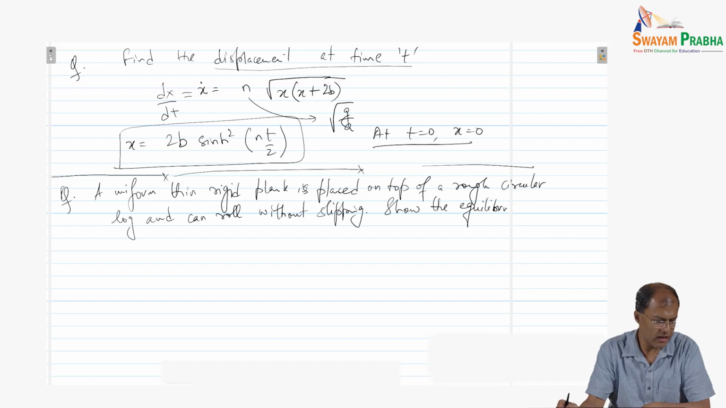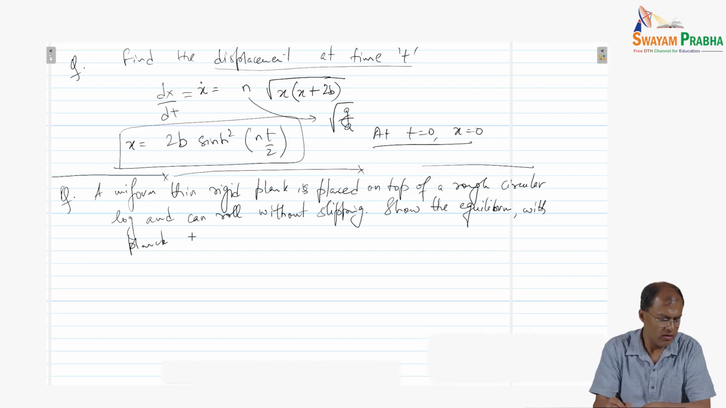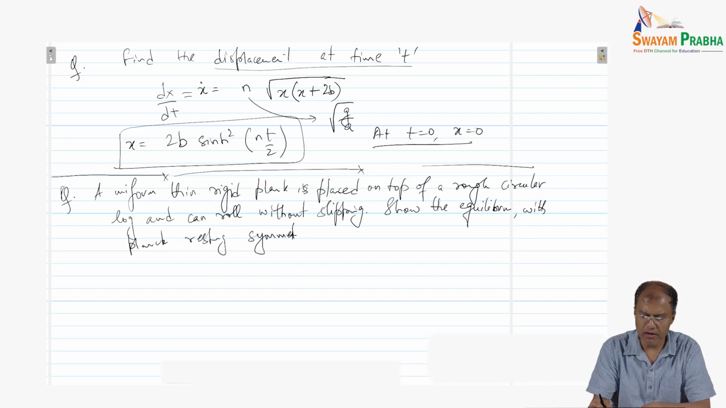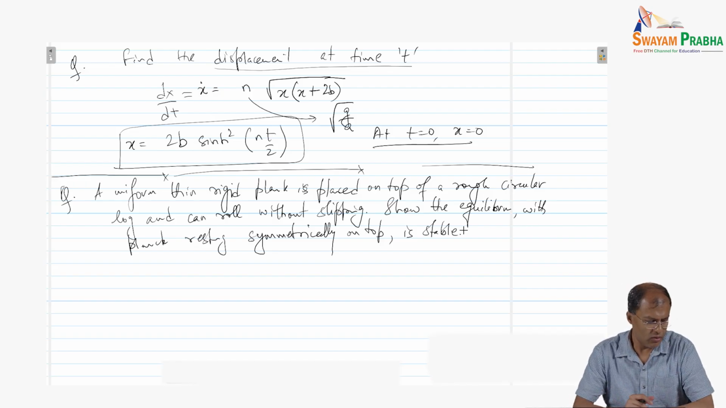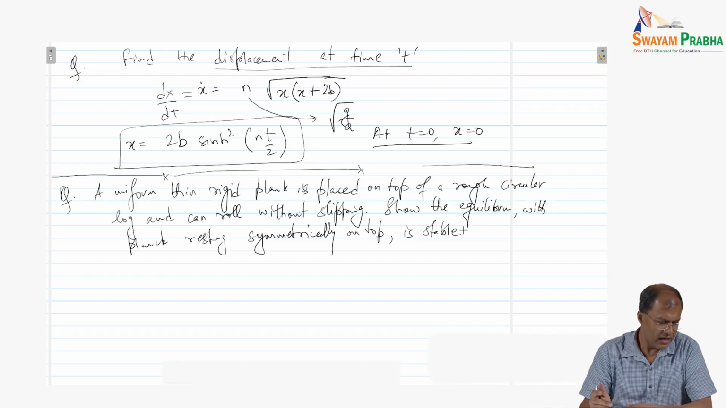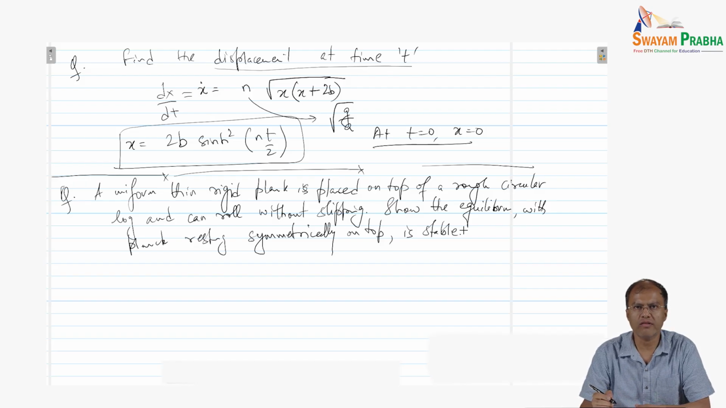We need to show that the equilibrium with the plank resting symmetrically on top is stable. That's the problem here, and let us draw the diagram to see what the setup is.